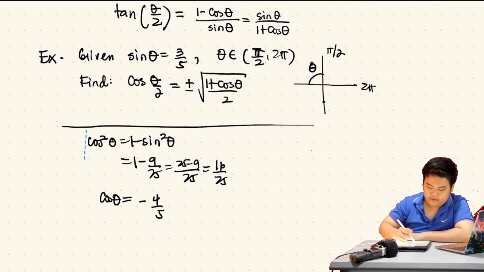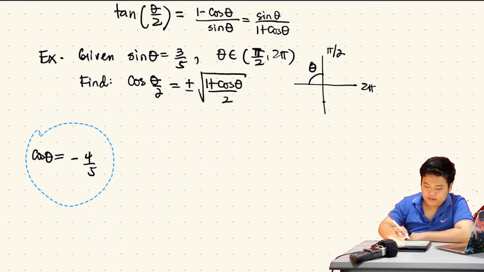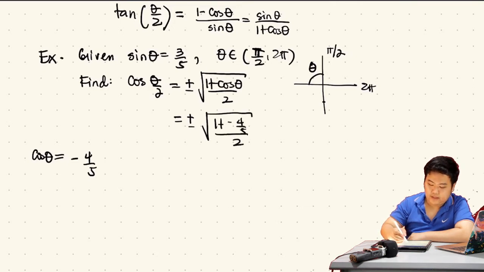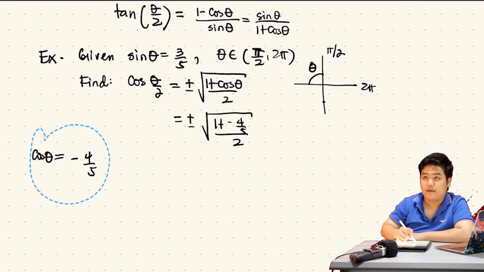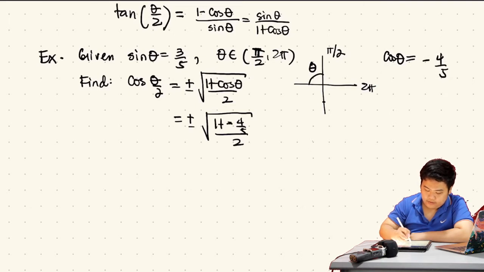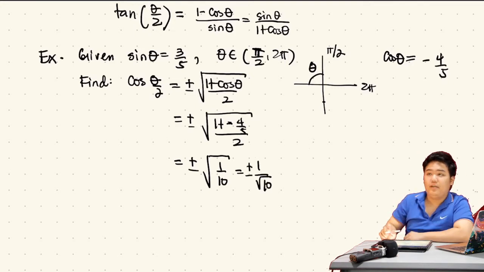So, burahin ko lang itong hindi natin kailangan na. So, we get plus minus square root of 1 plus negative 4/5 over 2. Kasi cosine theta is negative 4/5. Okay, simplify natin to ha. Plus minus square root of... So, 1 minus 4/5 is 1/5 over 2, or plus minus square root of 1 over 10. Ang tanong, positive or negative?